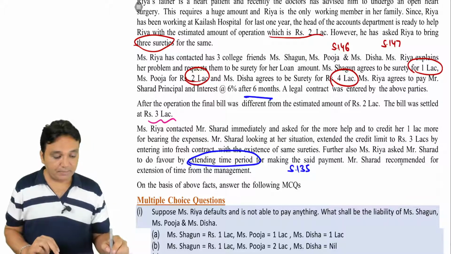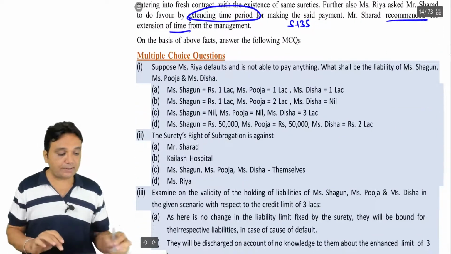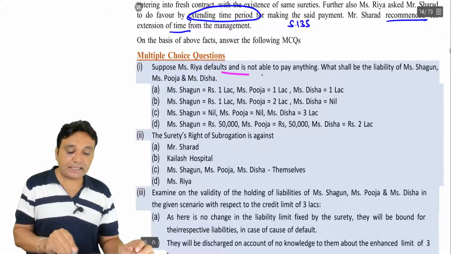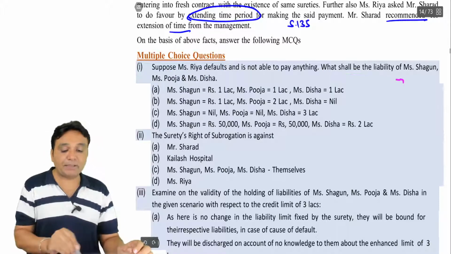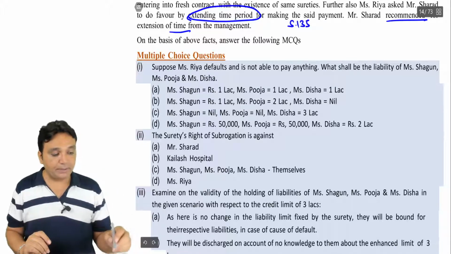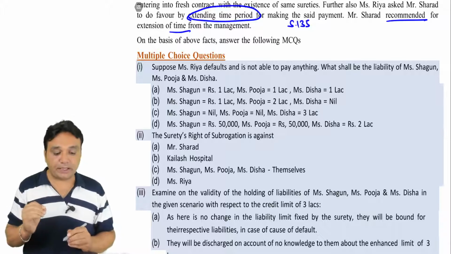Now, Mr. Sharad recommended for extension of time from the management. Now the questions are there, and we have to apply our mind. Suppose Miss Ria defaults and is not able to pay anything. What shall be the liability of Shagun, Pooja and Disha? As I said, their liability will be, because the total amount was what? Rather than 2 lakh, it is 3 lakh.